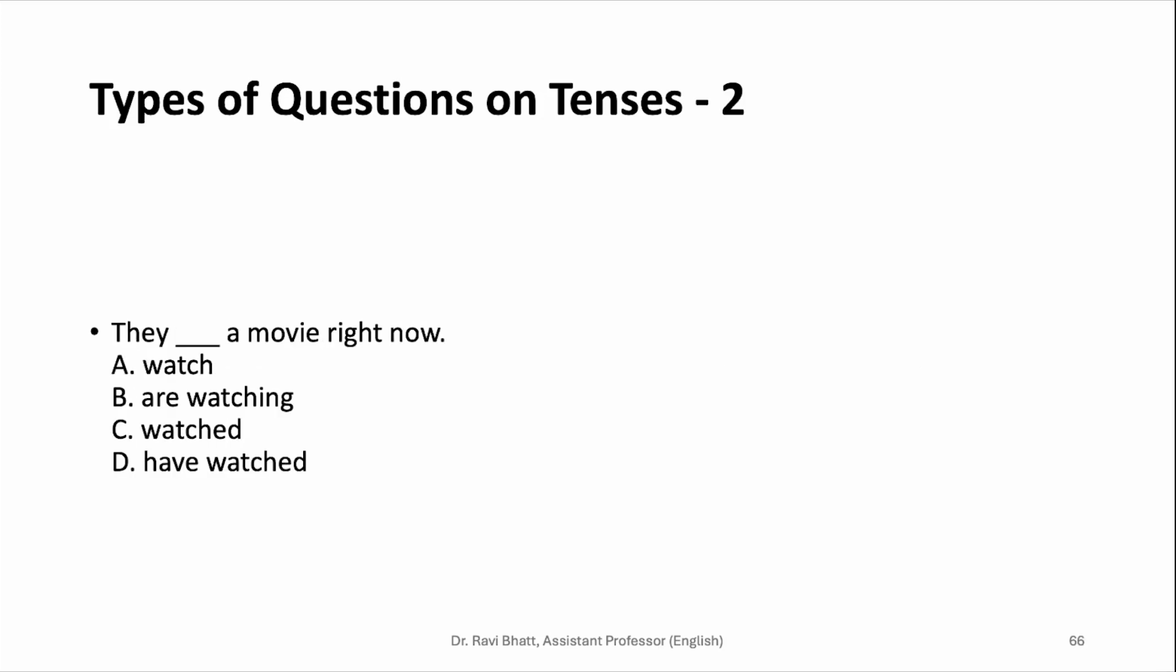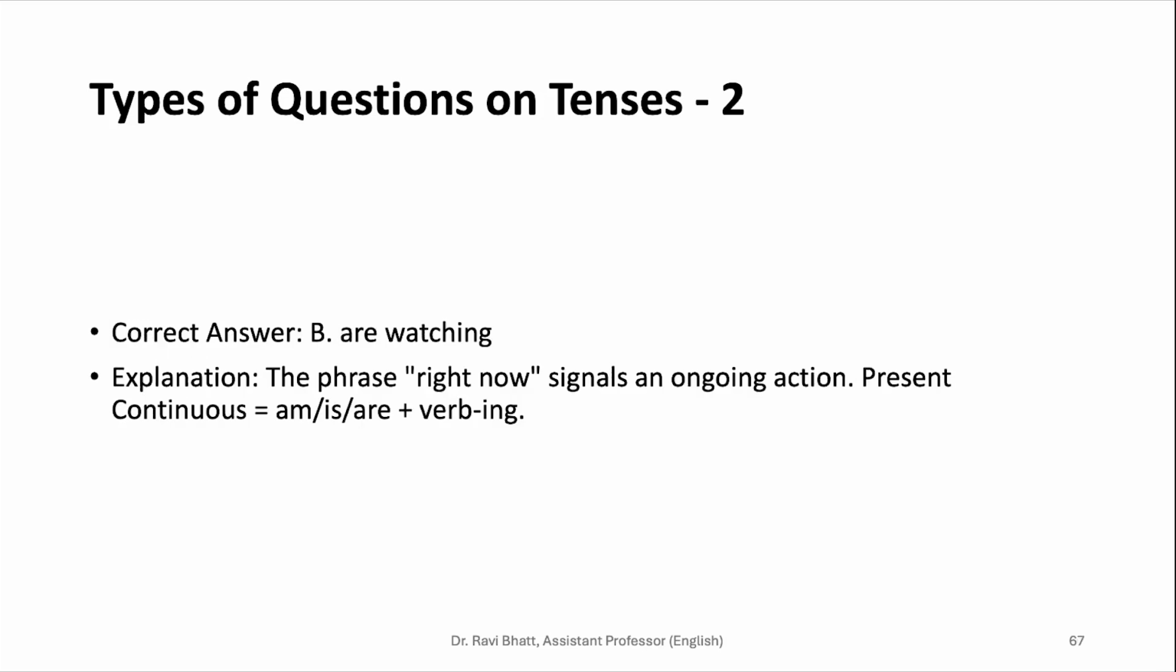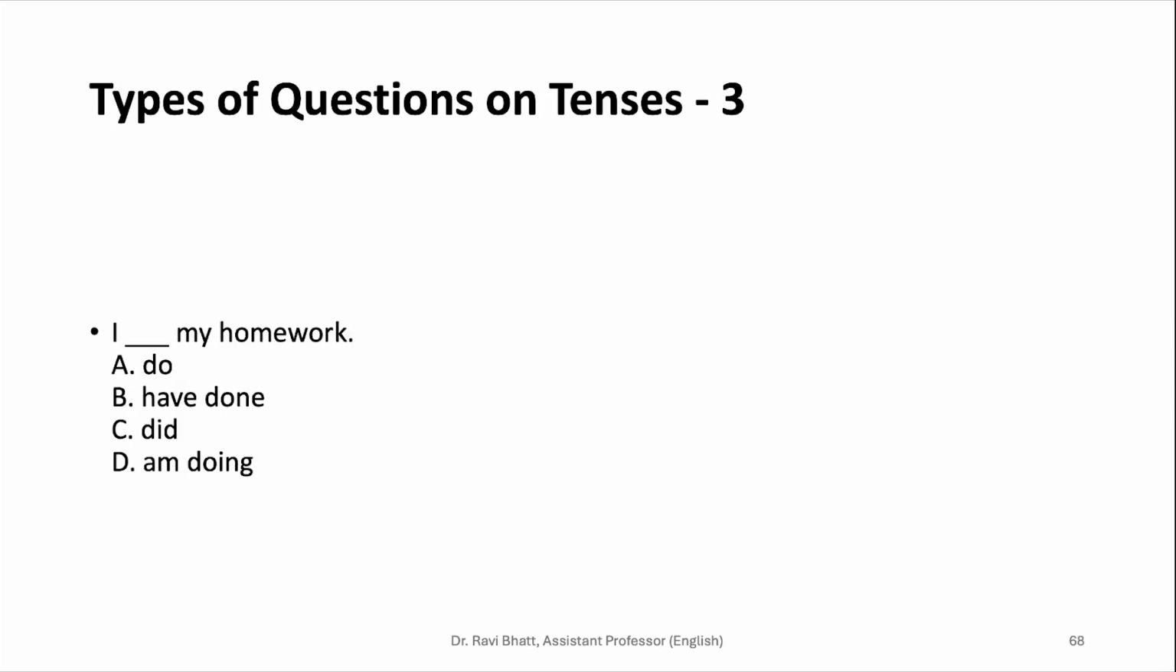The next question: they dash a movie right now. Watch, are watching, watched, have watched. I'm sure most of you can guess the answer correctly. They are watching. Now, the phrase right now signals an ongoing action. Whenever it's an ongoing action while we speak, we always use present continuous. So it is is/am/are plus the ing form of the verb. So they're watching. All right, let's move on to the next one.